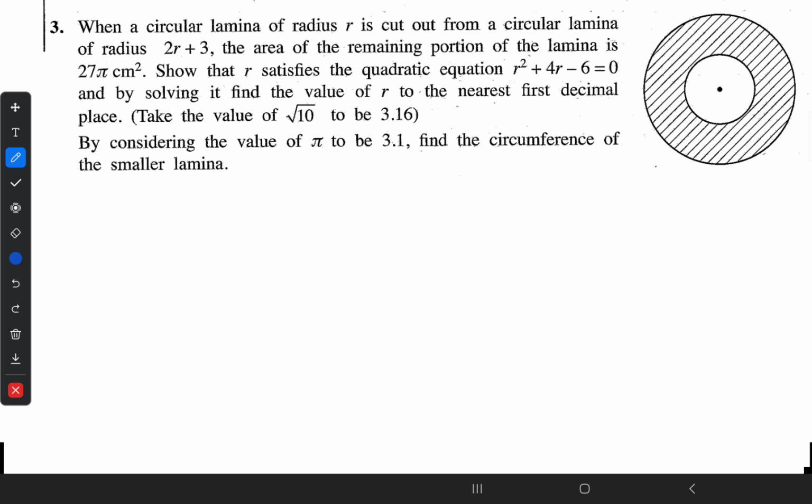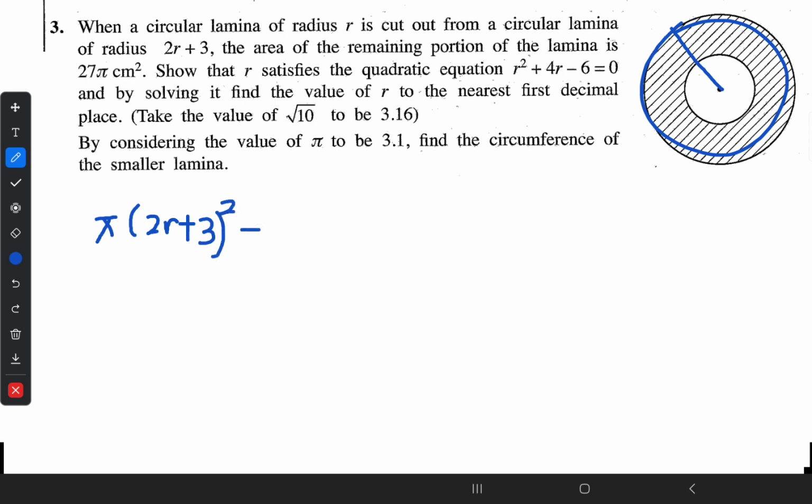Okay, for that, first of all, let's find the area of the total circle. To find that, pi r squared is the area of the total circular lamina. That's easy to find. Pi, the radius of the total lamina was 2r plus 3. So pi times (2r plus 3) squared.